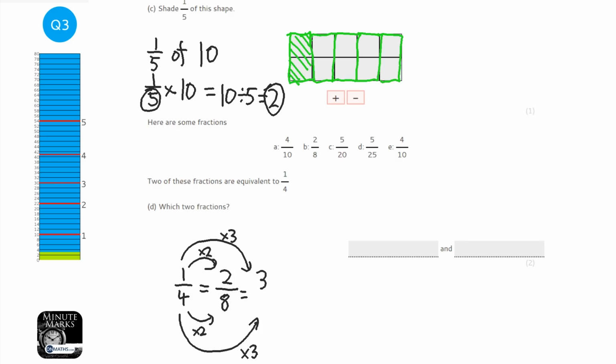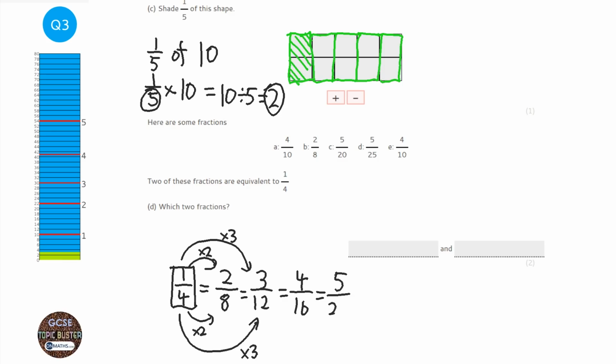So it would be 3 over 12. Then I'm going to times them both by 4, and I'm just looking at this original fraction here. I'm going to times them both by 4, so it would be 4 over 16, and times them both by 5, 5 over 20. Now all those fractions are equivalent, which means the same as a quarter.